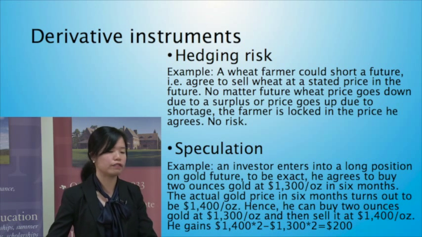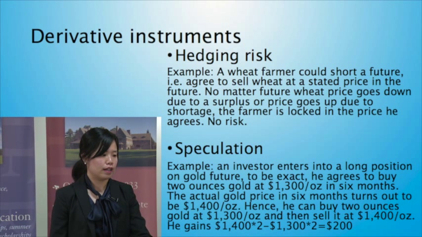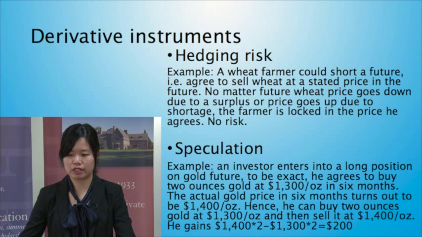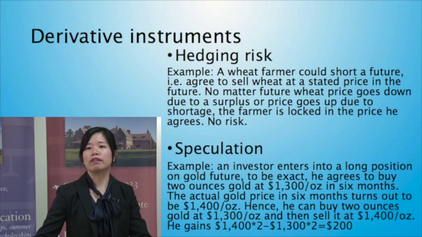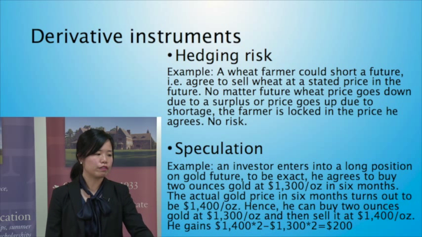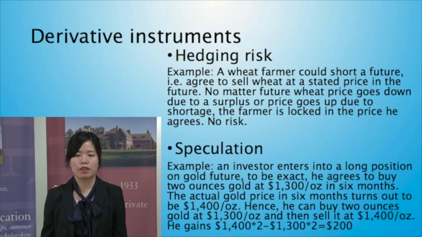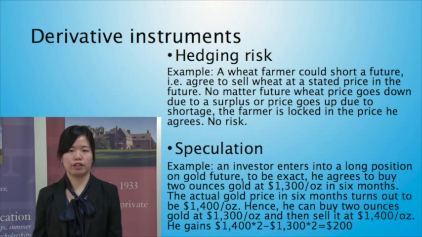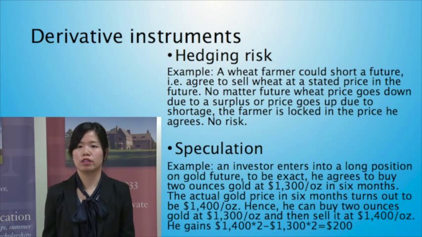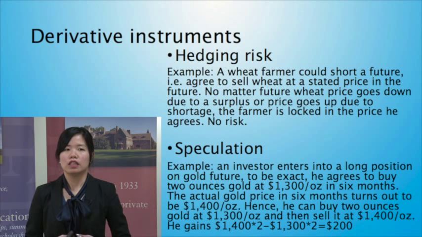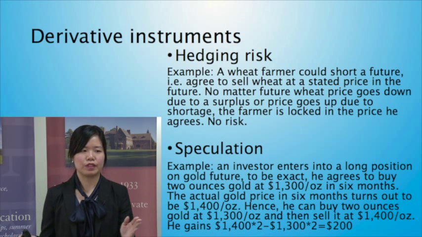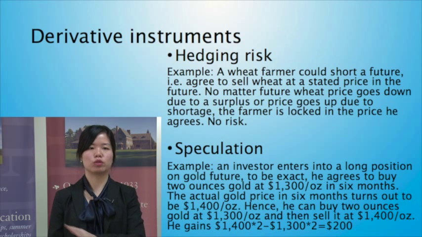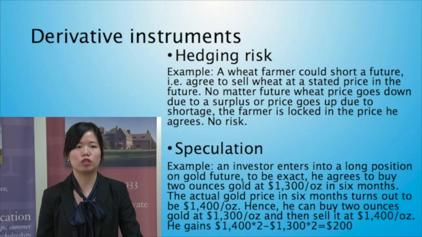For example, you are a wheat farmer in Kansas. Now you don't have your product, your wheat, available now, but the harvest will be in 3 months. But if there is a surplus in 3 months, the price will go down. But if there is a shortage, the price will go up. But you do not want to take the uncertainty, you do not want to take the risk. You don't want to gamble. You just want to lock in a certain price now.